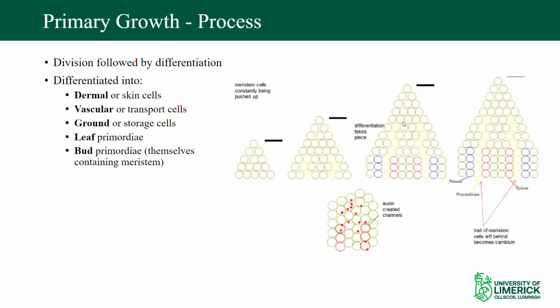Okay, so primary growth process. We've talked a little bit about this, and we've seen this image a second ago. So division followed by differentiation. That's basically how this works. We're dividing our cells, we're creating more cells as the meristem continues to create structures and create primary and secondary growth. And then when it gets to a certain point, the cell will then differentiate into its different aspects.